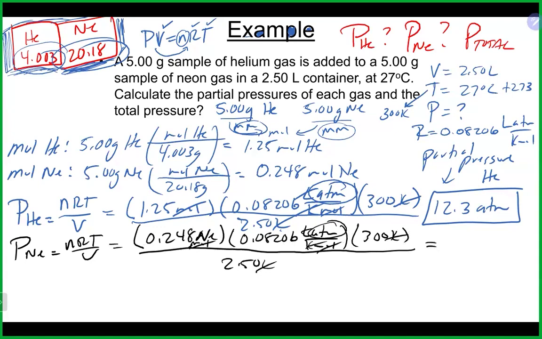And we will end up with 0.248 times 0.08206 times 300 divided by 2.5. It's going to be a 2.